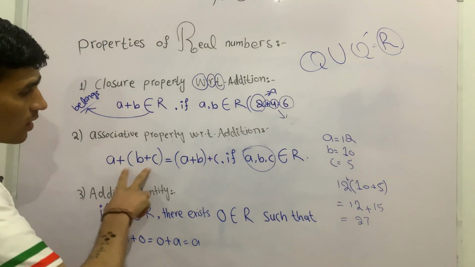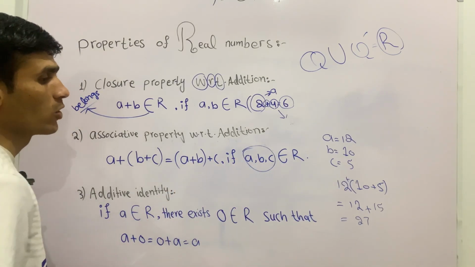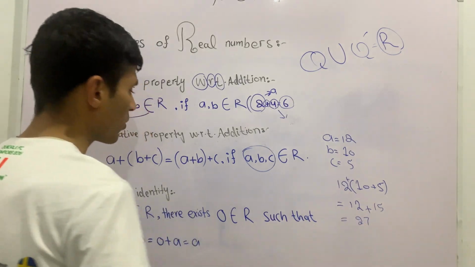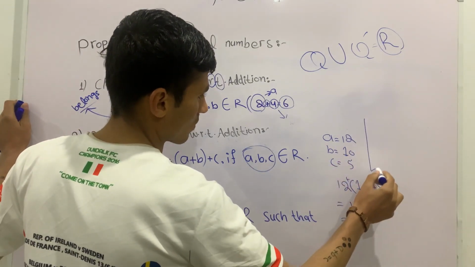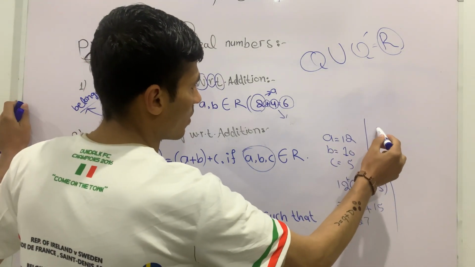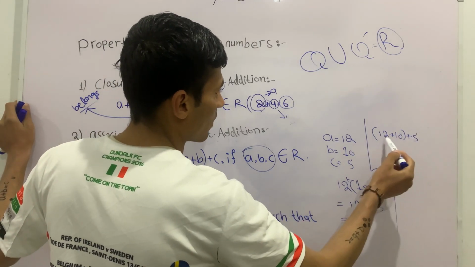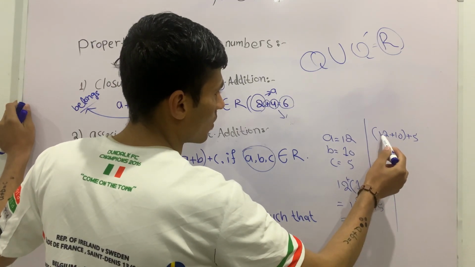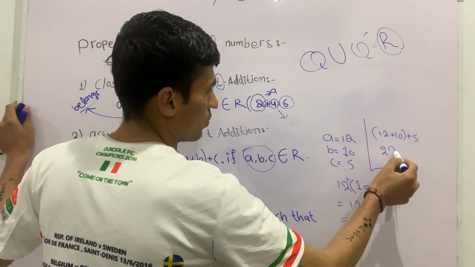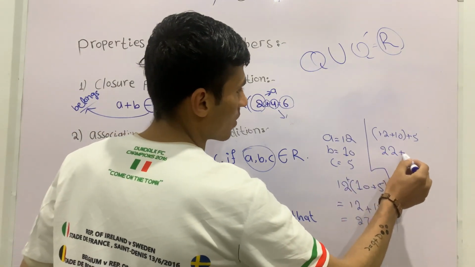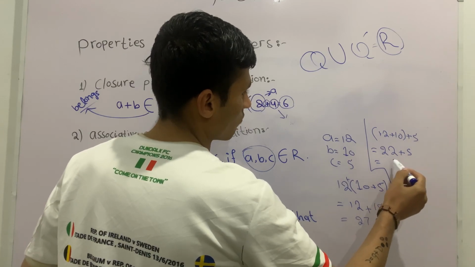For this formula, if I just plug those numbers in, you will again get this number, which is 27. Let's check it out: (A plus B) plus C, (12 plus 10) plus 5. First, we're going to solve for the parentheses, okay? 22 plus 5 equals 27.